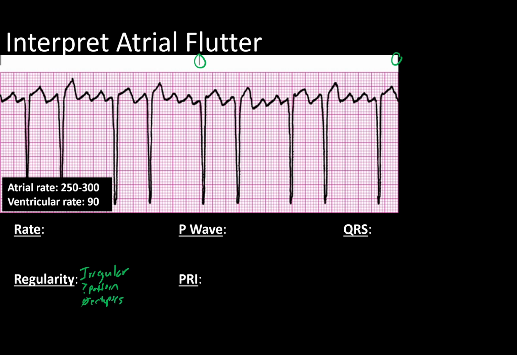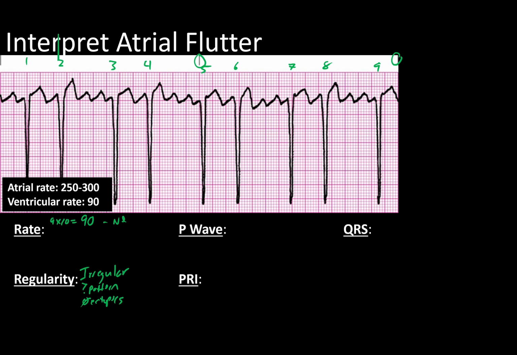And so let's go ahead and count up a rate. So we'll do 1, 2, 3, 4. So we'll do 9 times 10 equals 90. Pretty straightforward, and that's normal. And that's about all we can do for that ventricular rate.